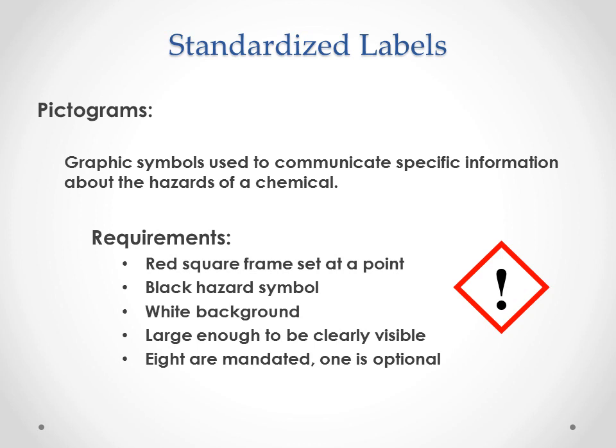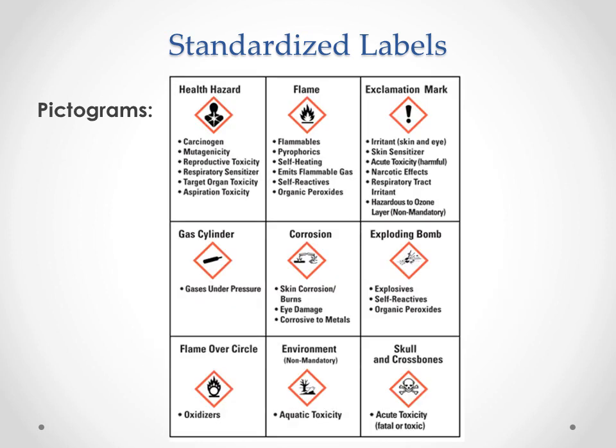How big does it have to be? Large enough to be clearly visible on the label. There are 8 that are mandated by OSHA. 1 is optional, and that has to do with what OSHA has jurisdiction over. But there will be 9 that will universally be used, only 8 that OSHA has jurisdiction over. Here they are. These are the 9 standardized pictograms that will be used and what they're about.